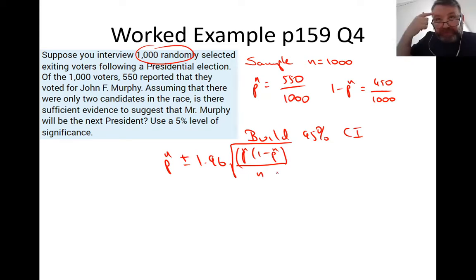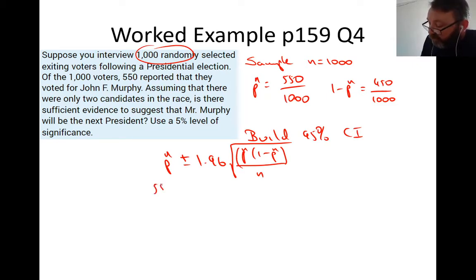It's the standard deviation of the sample proportion. That's what I was trying to say, because it's always 1.96 times the standard deviation. But because it's a sample proportion, it's the standard deviation of the sample proportion, which is the square root of p hat times 1 minus p hat over n. And all you've got to do then is fill them in.